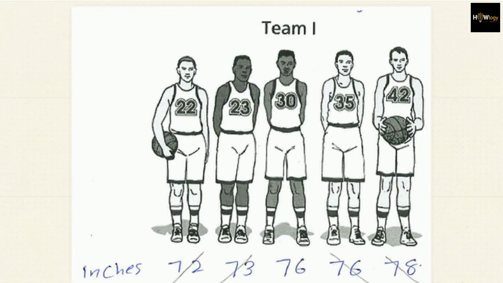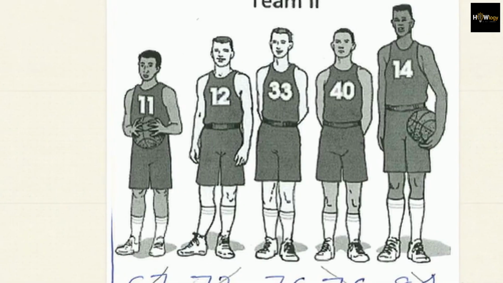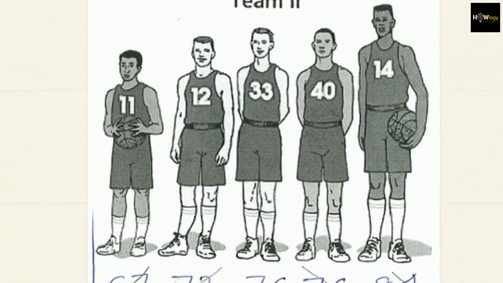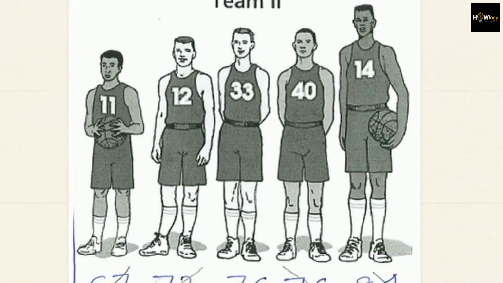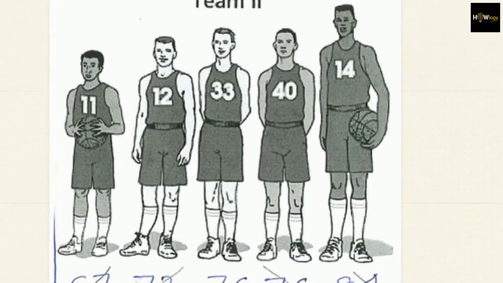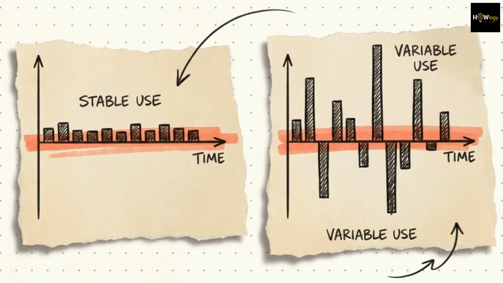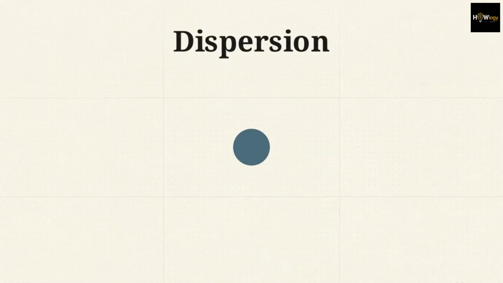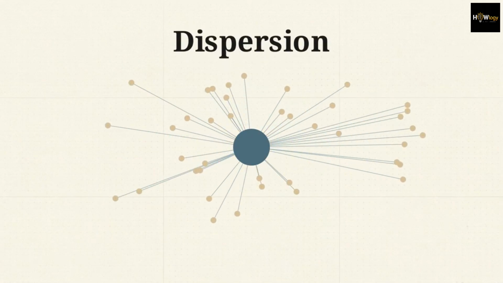Look at the composition of Team 1. These players are all relatively similar in height, tightly packed between 72 and 78 inches. But Team 2 is built on extremes. It features a 67-inch player standing right next to an 84-inch giant. Two datasets can look identical at their center points while representing completely different physical realities. To understand those realities, we have to measure dispersion, how far the data scatters away from the middle.